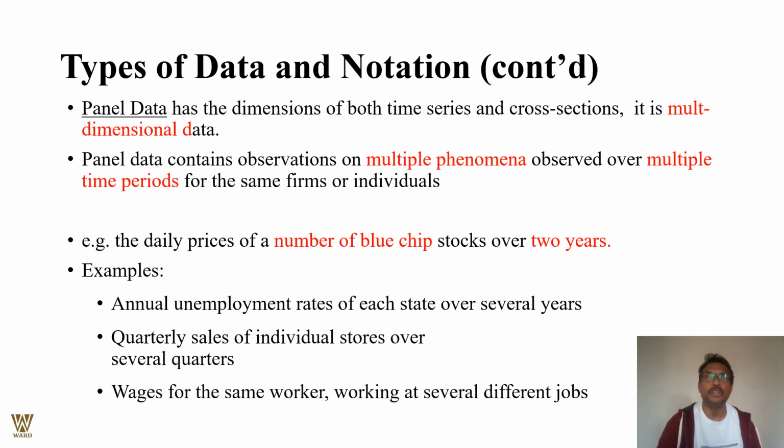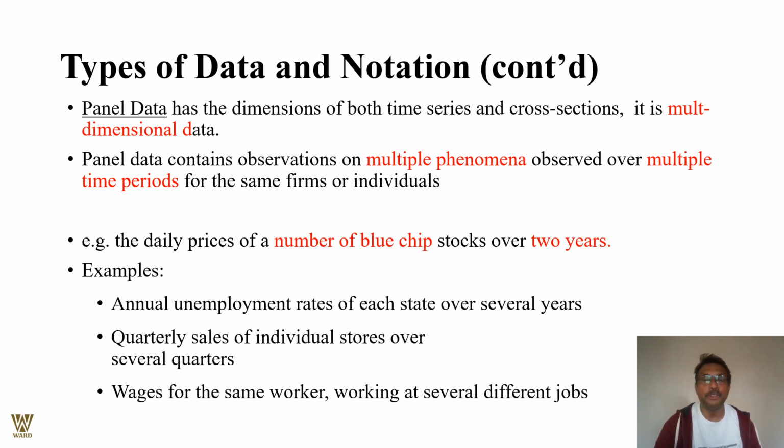Panel data has a dimension of both the time series and the cross-section. It is multi-dimensional data. Panel data contains observations on multiple phenomena observed over multiple time periods for the same firms, the same individuals. Example: the daily prices of a number of blue chip stocks over 2 years. Another example is annual unemployment rates of each state over several years.